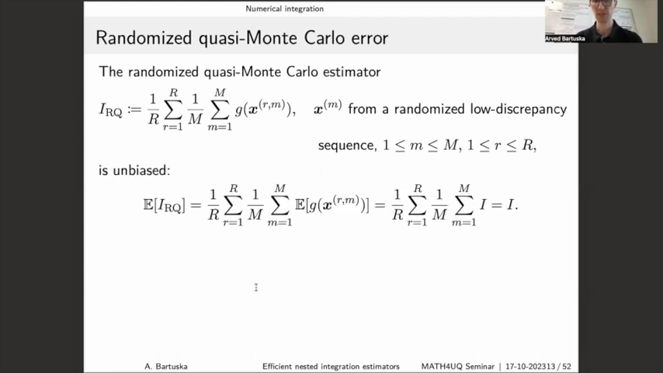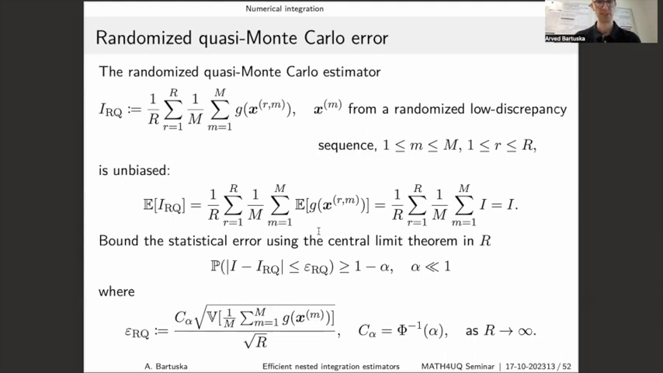It is again unbiased. The non-randomized quasi-Monte Carlo estimator would not be unbiased, since all the points are deterministic, but this one is unbiased. We can show it here. It's basically the same derivation as before, because every individual point is now again a uniform random variable, but they are not independent. They all know about each other. And the statistical error in the central limit theorem is given here again with the confidence constant, and now with the square root of r, the number of randomizations. And here we have the sample variance of this quasi-Monte Carlo estimator.